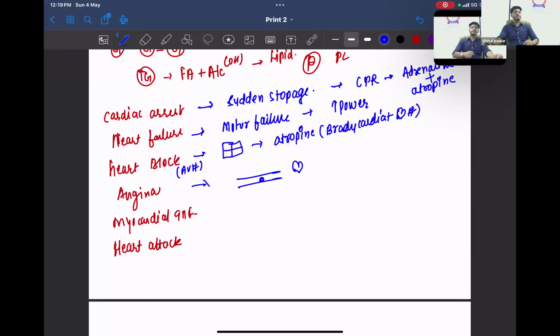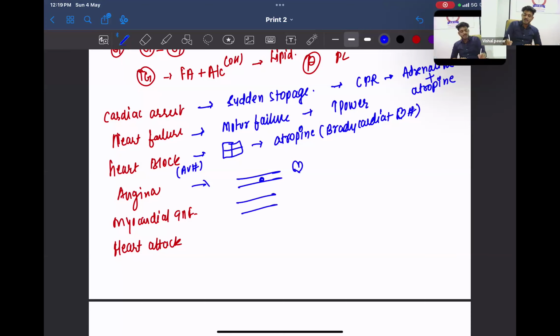You will be having pain for some time. This is going to be angina, right? If you are not treating that angina, it is going to cause what? This is not a temporary thing. It is going to cause the damage, and this damage is known as myocardial infarction. And remember, myocardial infarction and heart attack are the same thing.